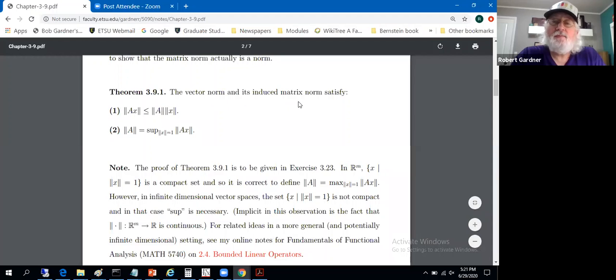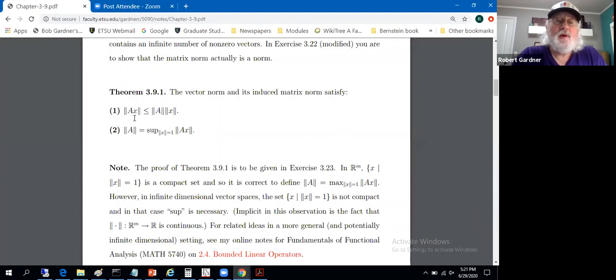The vector norm and its induced matrix norm satisfy the following two properties. The norm of AX is less than or equal to the norm of A times the norm of X. Okay, very common property. You'll encounter this in analysis classes, I know. Let's dissect it just a little bit though. AX is a vector and X is a vector.